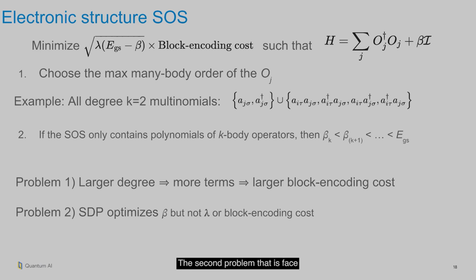The second problem that is faced here is that although I earlier said that you could find the optimal beta for any fixed k by an SDP, which is polynomial time, the SDP only optimizes for beta. There isn't any kind of regularization that will try to make lambda or the block encoding cost small. And indeed, when we did numerics on running this SDP, we found out that although the betas are good, the lambdas could be just terrible. So basically, how do you overcome these two problems?